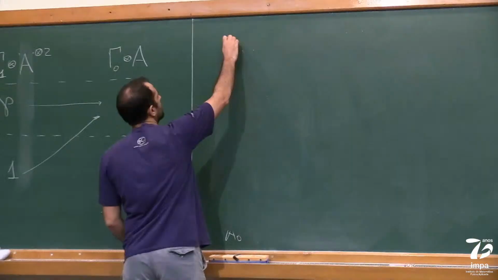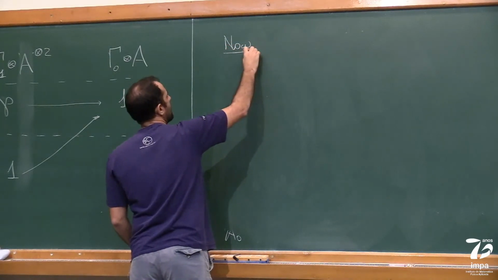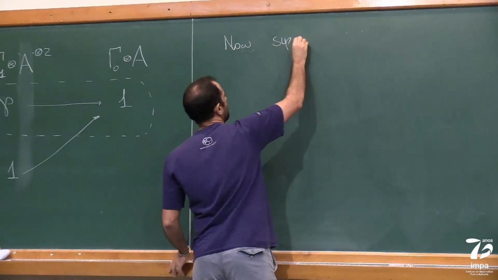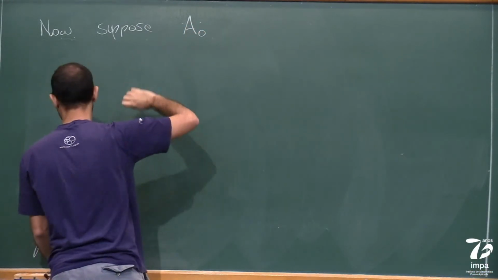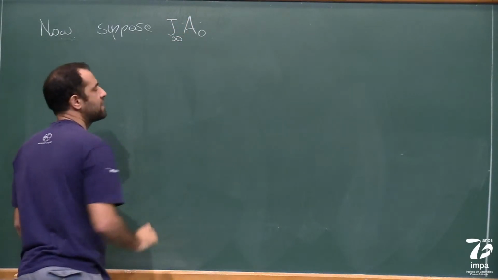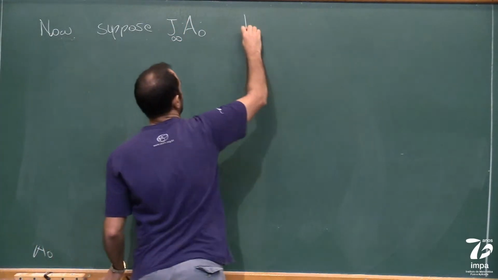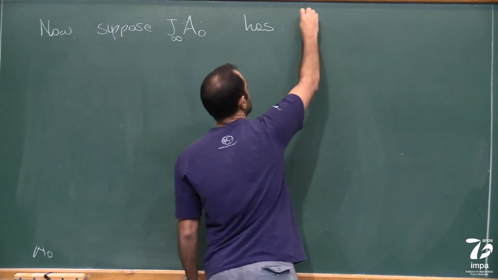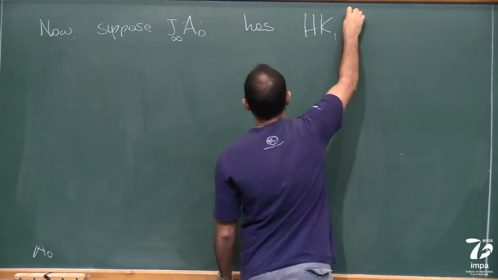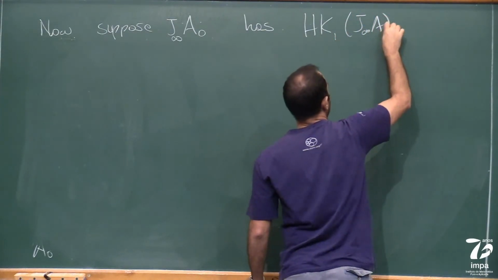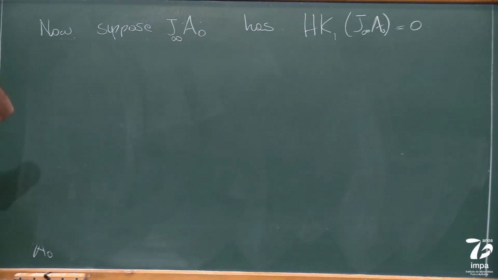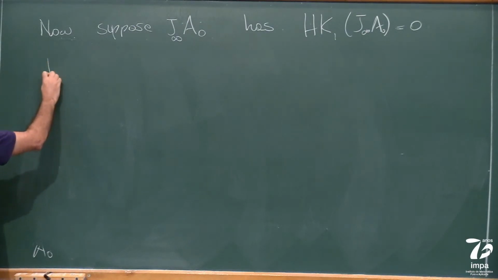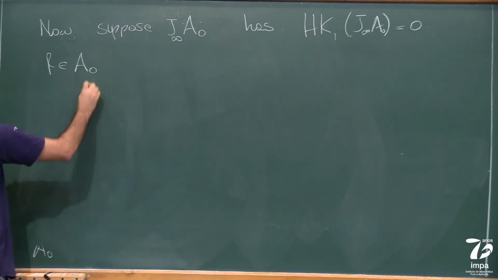So for now, suppose that A0 is such that if you take the arc space of A0, it has vanishing causal homologies. So HK1 of J infinity of A0 is equal to 0. Let's suppose that we have such an algebra. For example, when A0 is polynomial algebras in K elements, we've already proven that. So now let's pick an element, a non-zero divisor in A0.